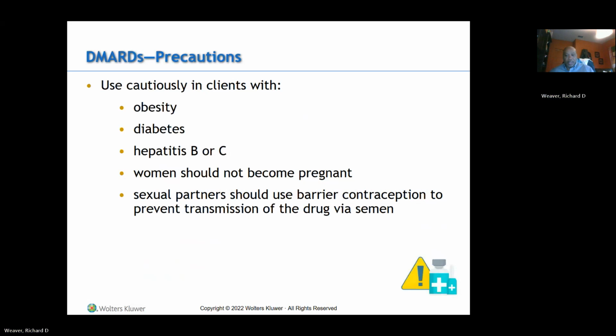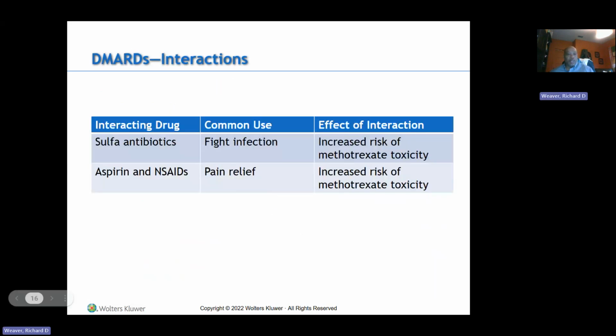Let's see. Take a look at the interaction table here.